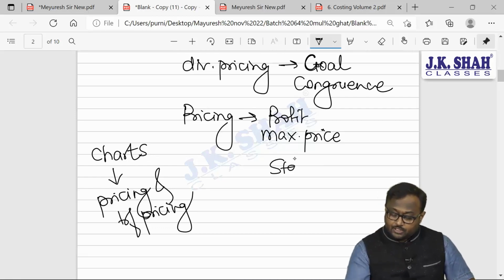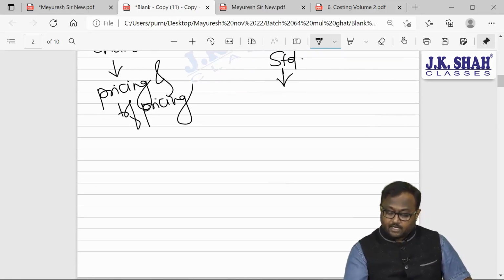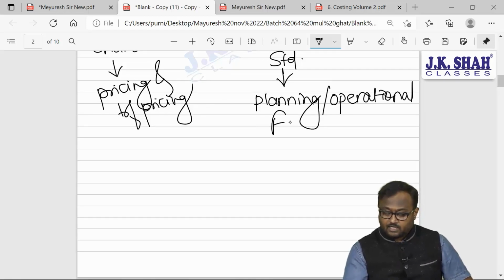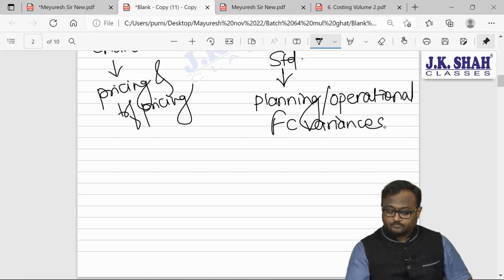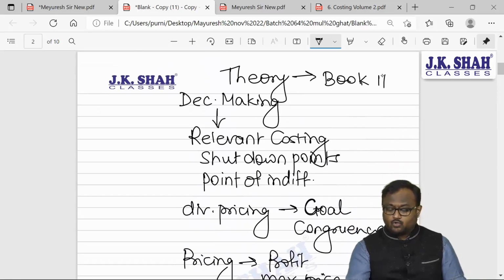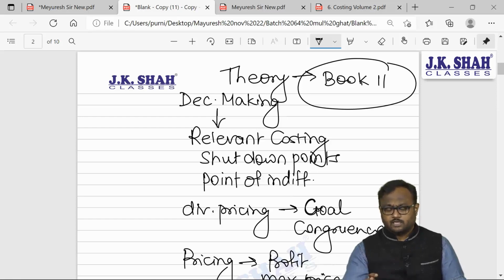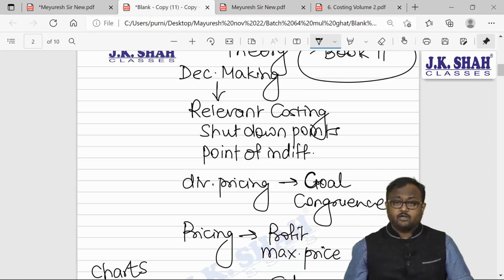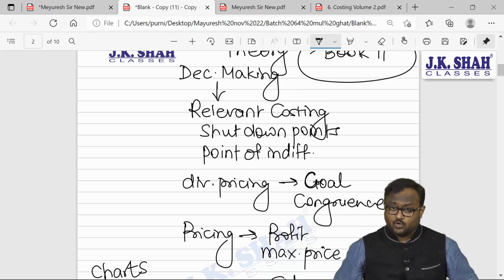As far as standard costing is concerned, I am expecting planning and operational variance calculation as well as fixed cost variances. So as far as practical is concerned, book 2 you have to read in detail. In book 1, from the practical section, decision making, shutdown point, point of indifference and relevant costing you have to study thoroughly.